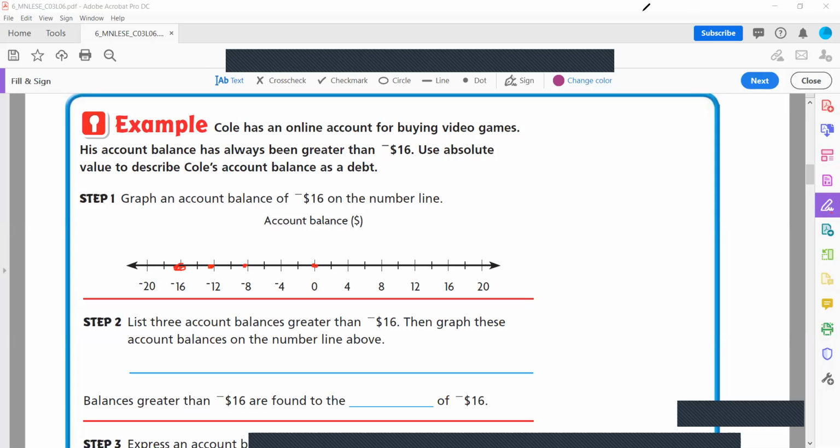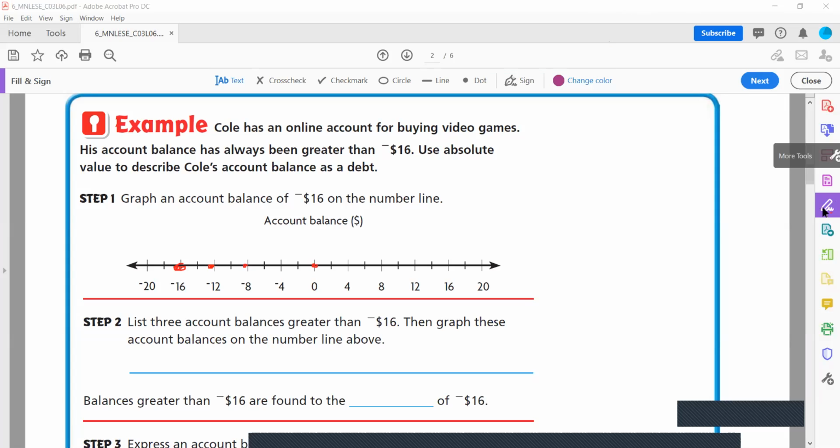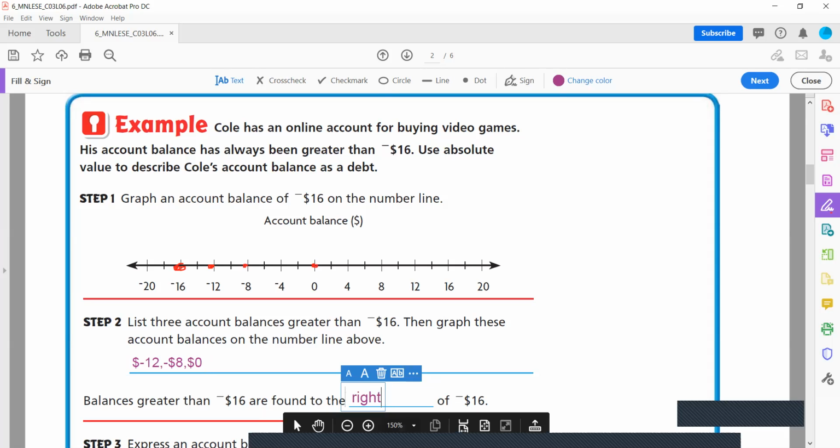Now, did you put those answers in the number line? Yes. Minus $12, minus $8, comma, $0. Never write minus $0. Are they going to the right or the left? They are to the right of minus 16. Am I correct? They are to the right. Finished, girls? Shall I go down?